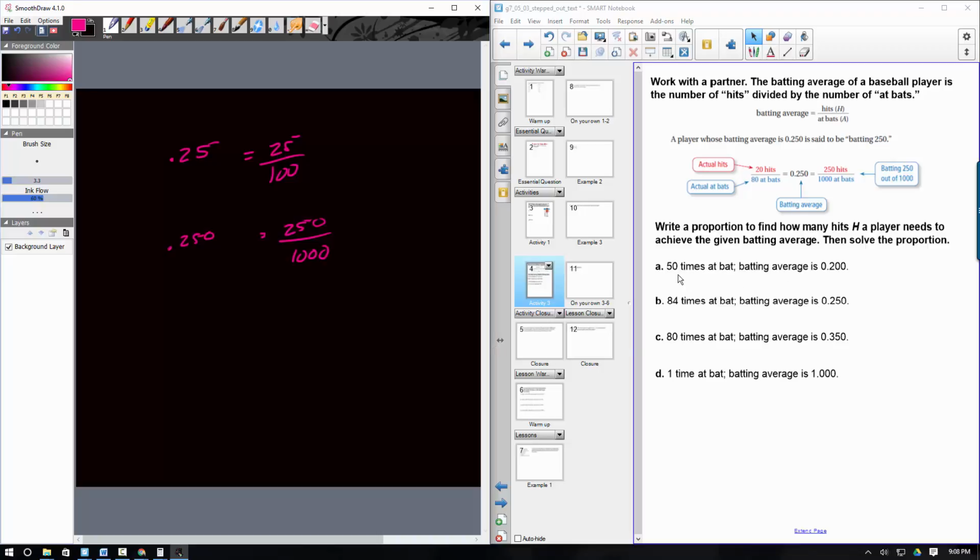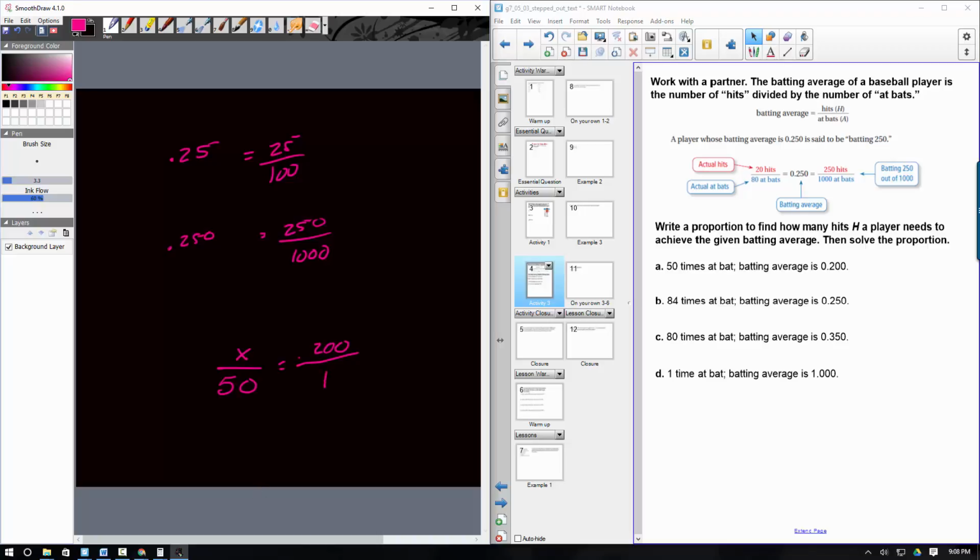So it says here that a batter has 50 times at bat and the batting average is 0.200. So this is how many at bats they have. So I'm going to go through and put that in the bottom. And on top, I have no idea what it is. And when I divide this, I'm going to get 0.200, or 0.20. So I'm going to do the same thing that I did before, where I'm going to try to solve for this, right?